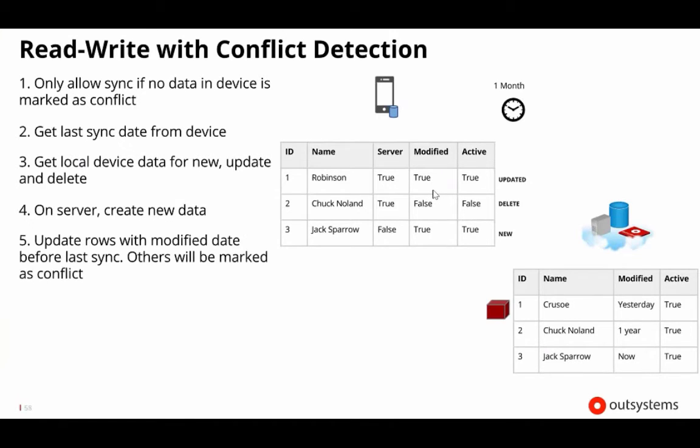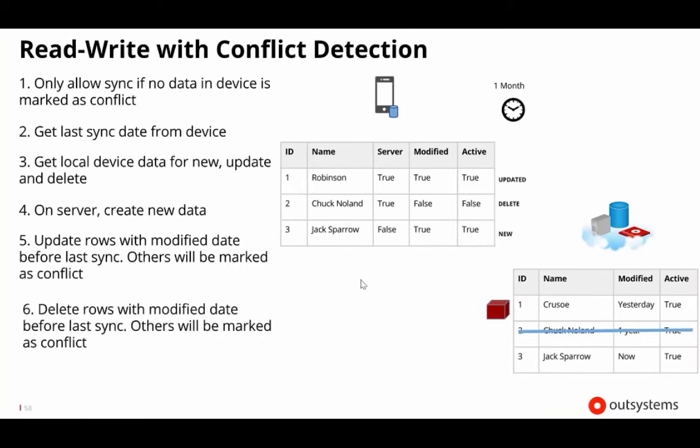After this, we're going to update the rows that have a modified date before our last synchronization. The others will be marked as conflict. What does this mean? Our last sync date was 1 month ago. If you look here, for example, Crusoe, he will be updated, right? But his modified date was yesterday. So yesterday is after the 1 month that we have. So it has already changed in the server after our last sync, when we synchronize. So this will be marked here in red as a conflict.